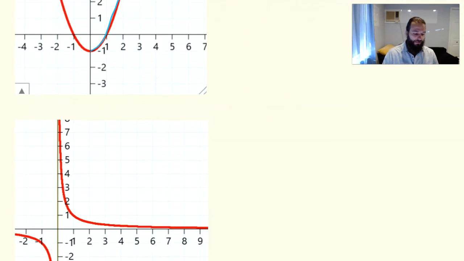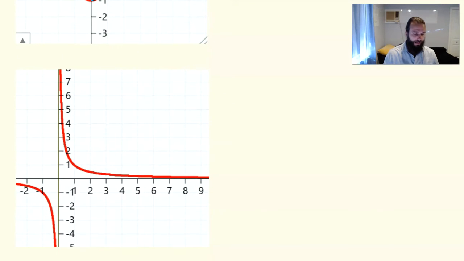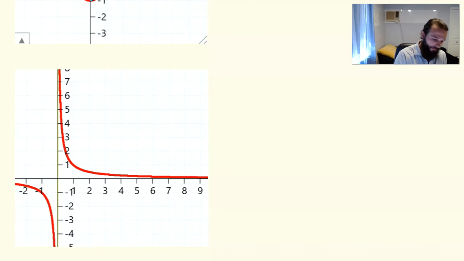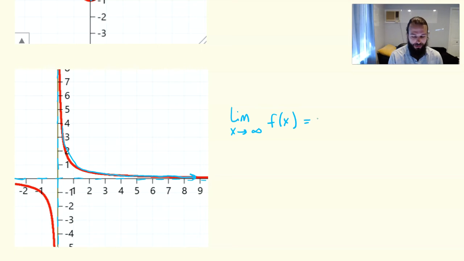A second case would be something like an asymptotic hyperbola. So here we can see that we have two asymptotes. And we can see that as x gets larger, this is not in fact going to infinity. It seems to be converging toward the x-axis. The y value of the x-axis is 0, so in this particular case, we could say that the limit as x approaches infinity of f of x certainly appears to be 0.